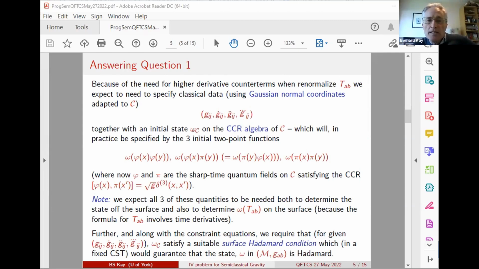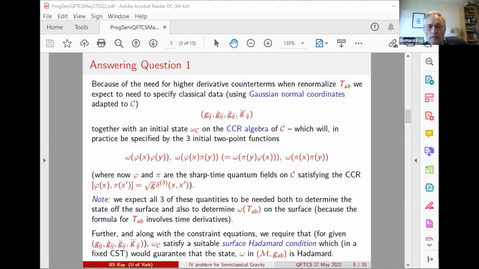Together with an initial state, let's call it omega sub C, on the CCR algebra of C, which will in practice be specified by the three initial 2-point functions: omega of phi phi, omega of phi pi, which when the points are distinct is the same thing as omega of pi phi, sorry, and omega of pi pi, where now phi and pi are sharp time quantum fields on C satisfying the usual canonical commutation relations.